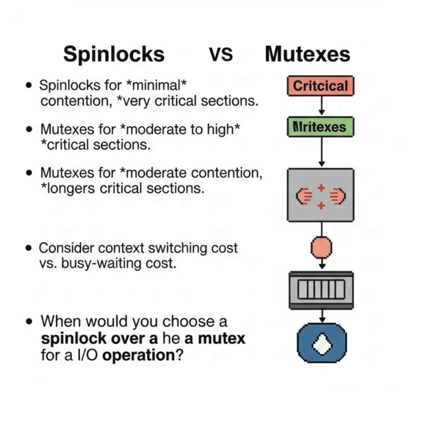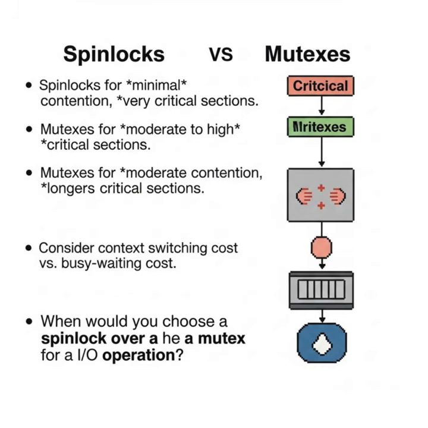Conversely, mutexes are generally preferred for moderate to high contention and longer critical sections, where the cost of a context switch is less than the cost of busy waiting. Always consider the context switching cost versus the busy waiting cost for your specific scenario. Remember, the goal is to minimize wasted CPU cycles and maximize throughput.